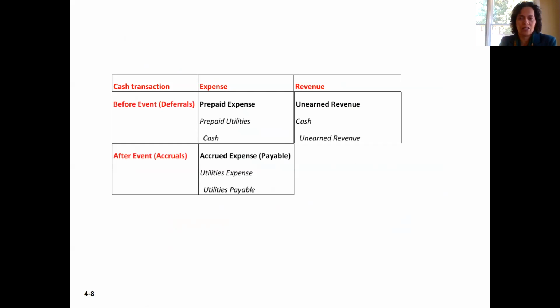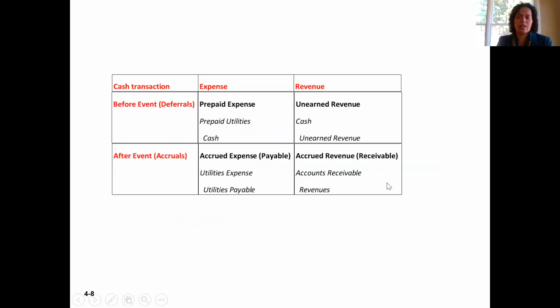Have I gotten the cash? Not yet. Okay? So what I'll do is I'll create a receivable in my books. And the most generic account name we use is accounts receivable. So if it's relating to your main line of business, we just call it accounts receivable debit and revenues credit.